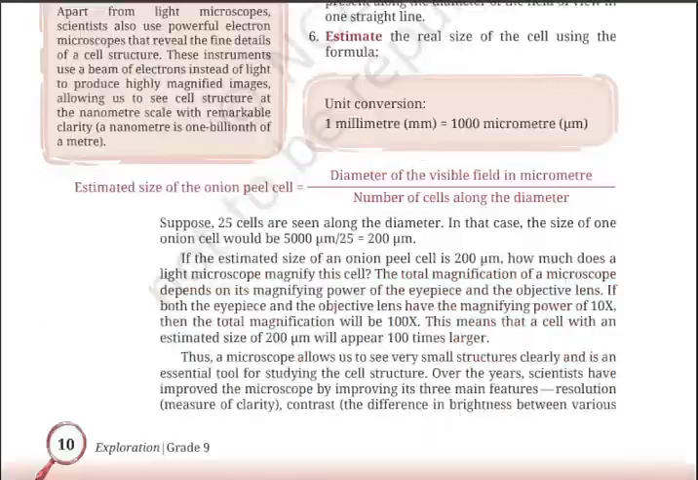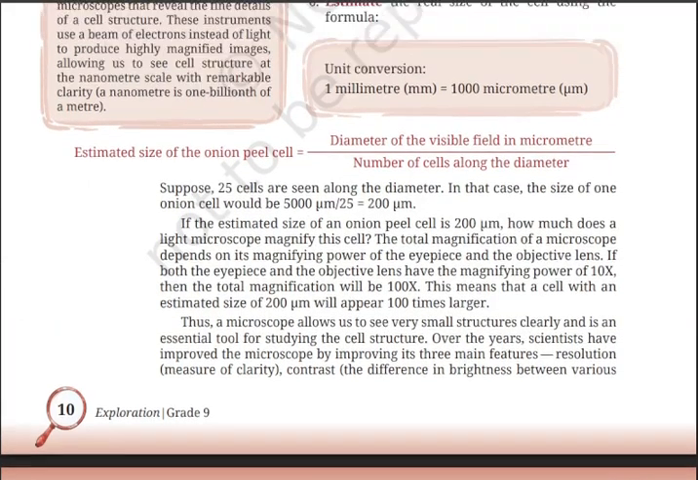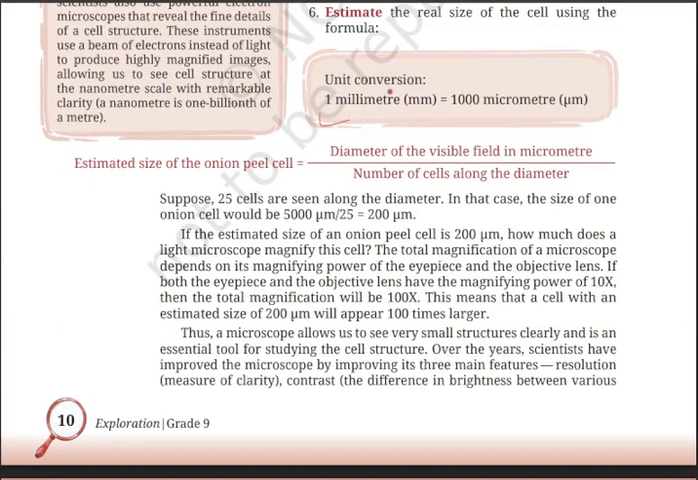Next, we have the size unit conversion. 1 millimeter is equal to 1000 micrometer. I hope you understand how small the size of the cell is. Estimated size of the onion peel. So there is an experiment on the onion peel which you will study in your classroom laboratory.